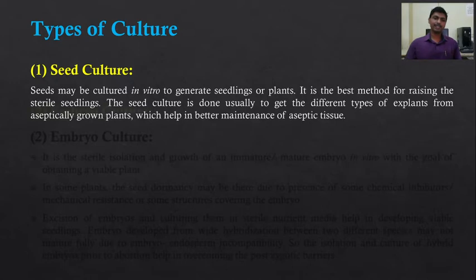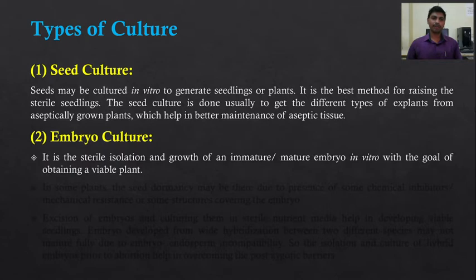Okay. Next is the embryo culture. Embryo culture is also used to get the whole plant. It is the sterile isolation and the growth of an immature or mature embryo in vitro with the goal of obtaining viable plants. Embryo culture is mostly done to overcome seed dormancy. For that, the embryo is excised, removed from the seed, and the isolated embryo is grown on artificial nutrient media under in vitro condition with the goal of obtaining a viable or whole plant.